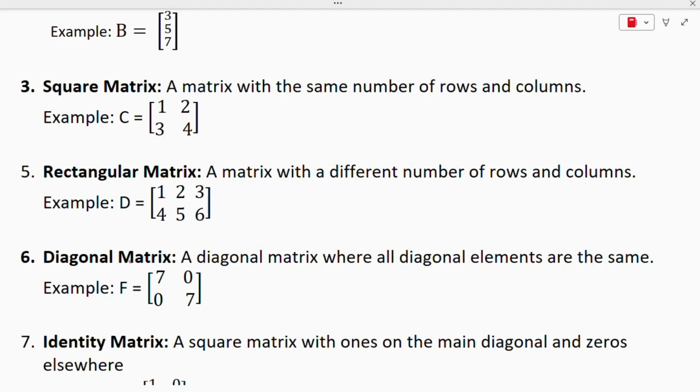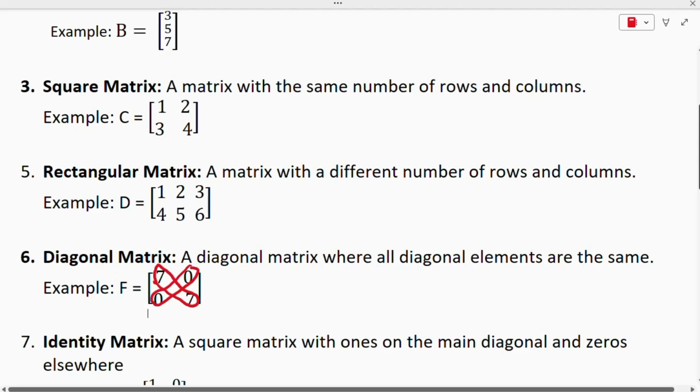We also have a diagonal matrix. A diagonal matrix is one where all the diagonal elements are the same. So if you take a look at this, this is a diagonal matrix and the elements are the same. So this is how you know a diagonal matrix.